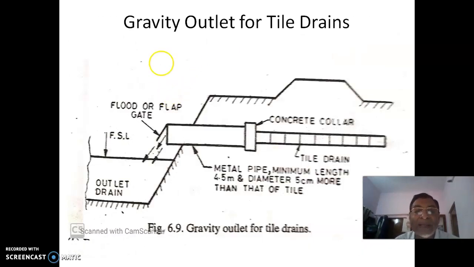This is a gravity outlet for tile drains. You can see there is an outlet drain. Normally it is a metal pipe, minimum length 4.5 meters and a diameter 5 centimeters more than that of the tile. You can see this is a concrete column. Now what is happening is you have a pervious pipe and the water is percolated to this, and then this entire water flows by gravity, and this is an outlet drain. It will be dropping here. So there is a flood or flap gate here, and this is an outlet drain. So this entire excess water will be drained out like this.